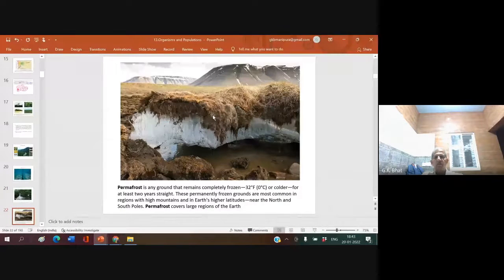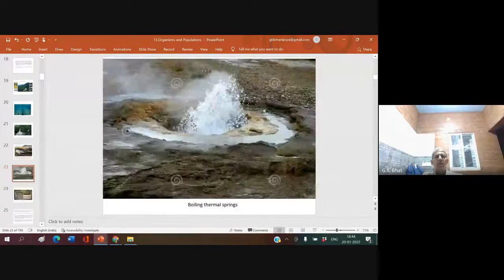Permafrost is the area where the temperature is generally found to be minus 32 degrees Fahrenheit or 0 degrees or colder for at least 2 years straight. These permanent frozen grounds are most common in regions of high mountains and in Earth's higher latitudes near the north and south poles. Permafrost covers a large region of the Earth. But even if the temperature is that low, you come across its own fauna and flora there. And this is a boiling thermal spring. Where do you come across this?